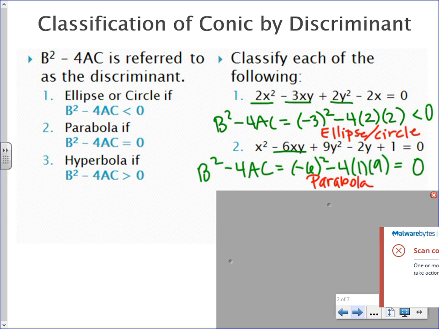And then I'm not going to go through our third example because I feel we're getting a little bit redundant here, and we're going to actually do this within the long problem that we'll do. But if that discriminant is greater than 0, then we're going to have a hyperbola. So B squared minus 4AC, you just need to be able to remember if it's positive, 0, or negative, which one it is going to be.